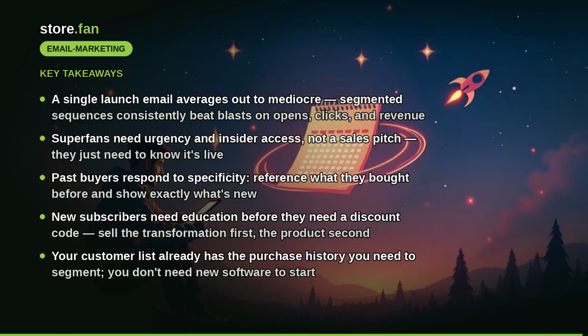Past buyers respond to specificity. Reference what they bought before and show exactly what's new. New subscribers need education before they need a discount code. Sell the transformation first, the product second. Your customer list already has the purchase history you need to segment. You don't need new software to start.